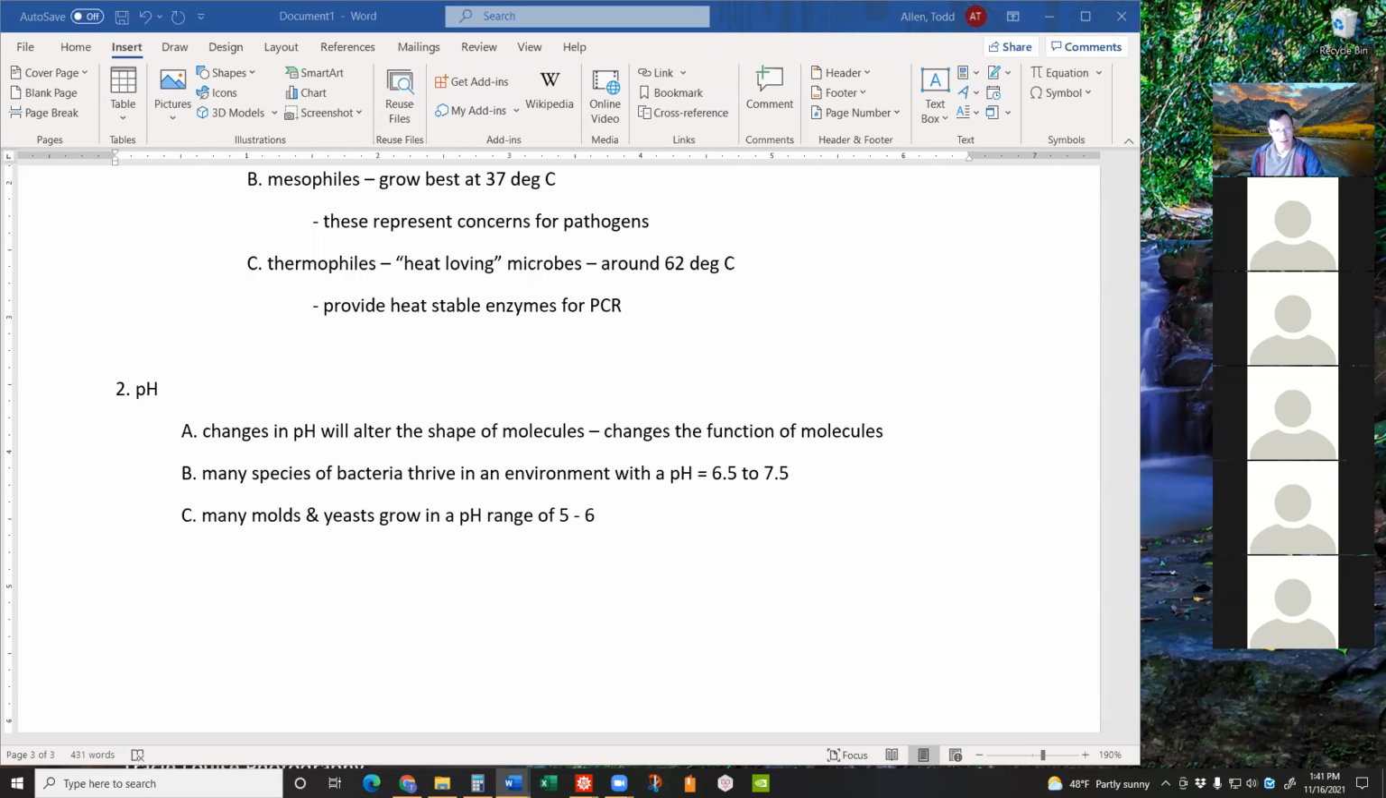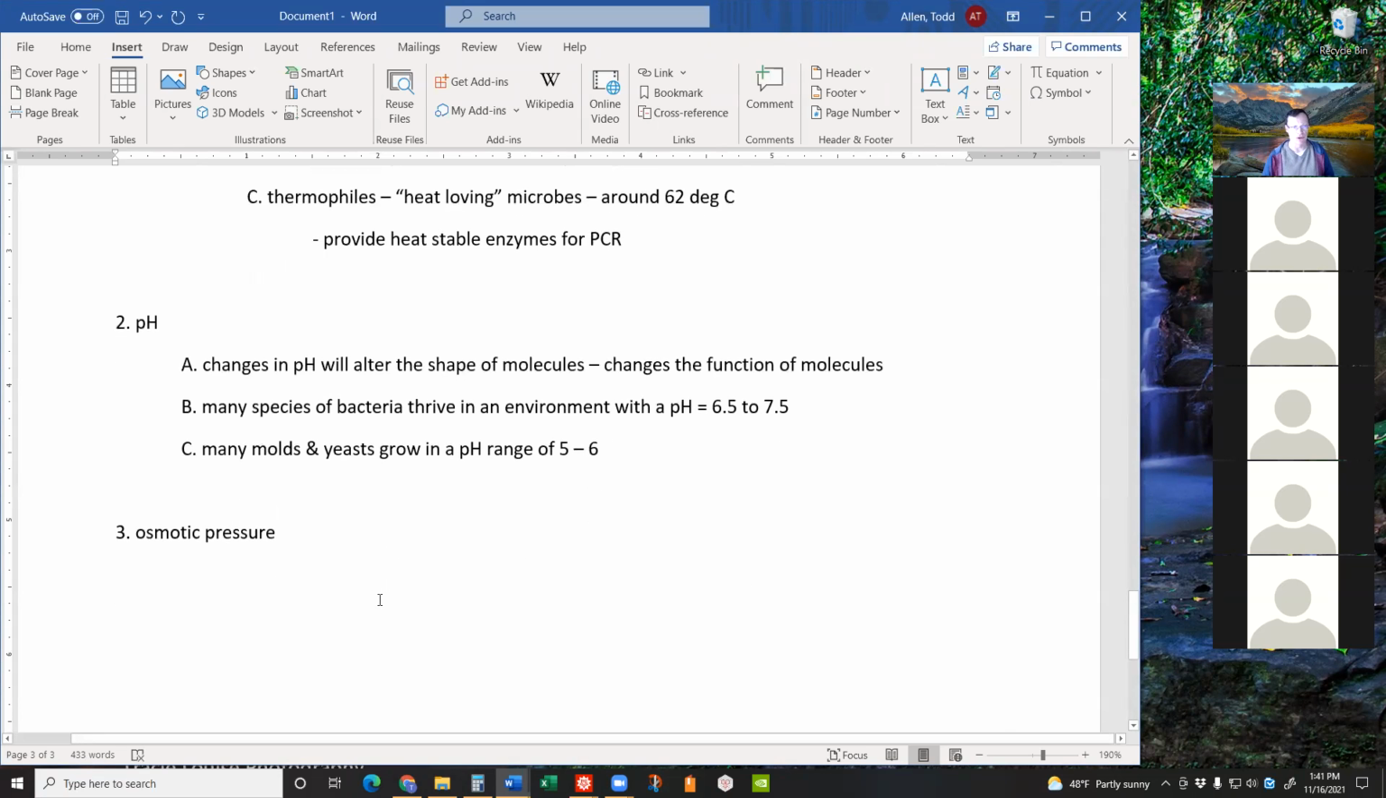Okay. All right. So another physical property to consider is osmotic pressure. Pressure itself is resistance to change, and osmosis is the flow of water. So osmotic pressure is the pressure that builds up when a membrane tries to hold back water from flowing in a given direction.